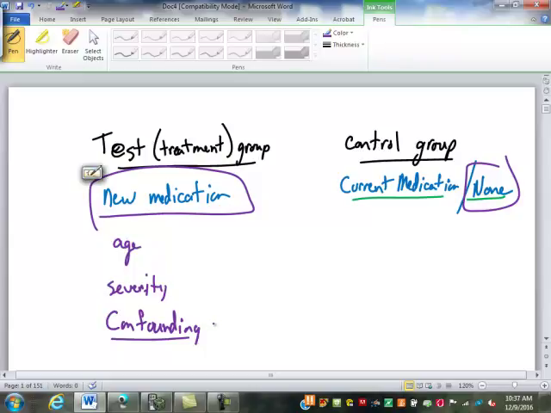Confounding comes when you cannot separate your causes or your results. Let's say one of those people dies of a heart attack.